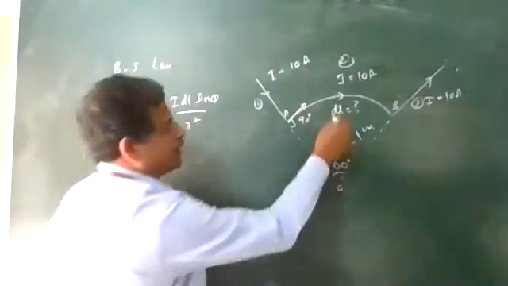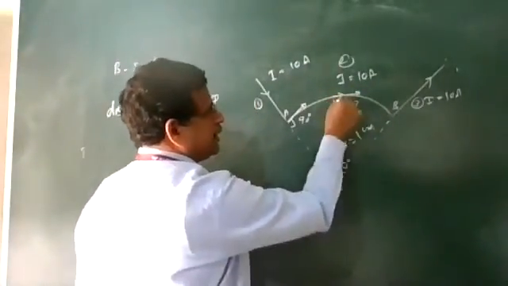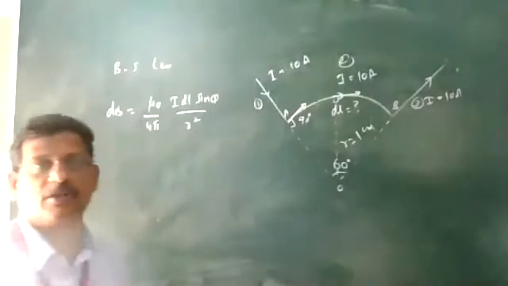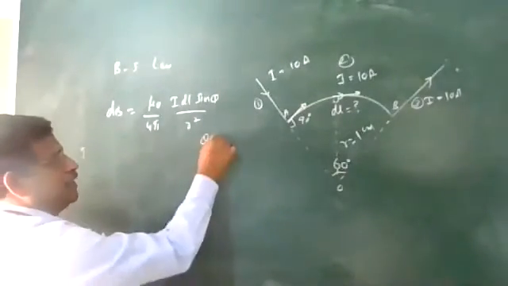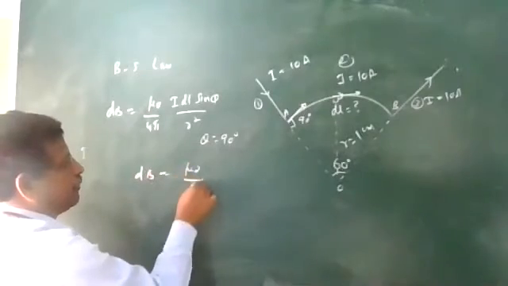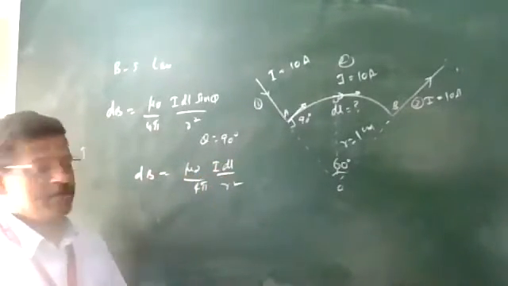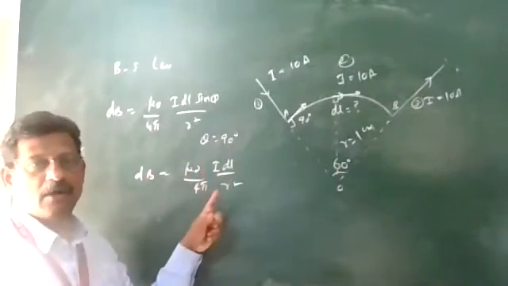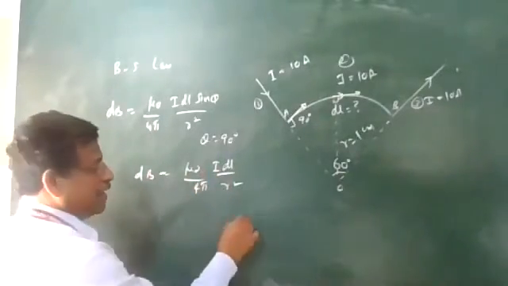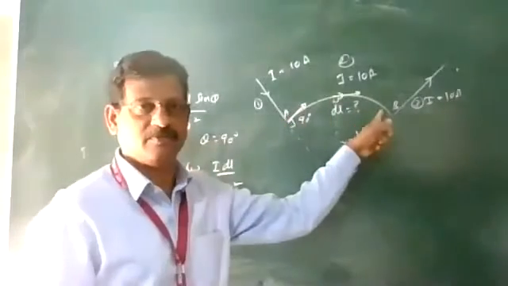Okay, any portion we can take. If we are taking here dl vector, then again it will be 90 degree. Circular path theta equal to 90 degree. So dB equal to mu naught by 4 pi I dl divided by r square. Current is given, r is given, dl value is not given, what is dl? What is the length of the segment?